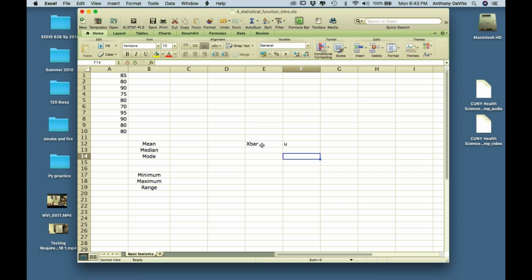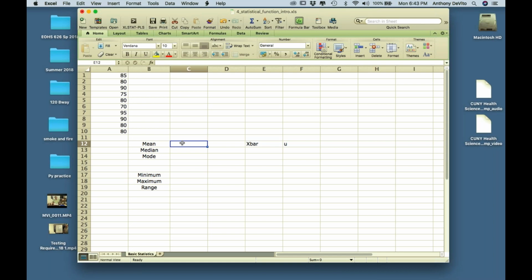What do you think? Mu is the population. X bar is the sample mean. So since we're only going to calculate the sample mean, it's going to be X bar, exactly. It's a statistic, not a parameter, right? The only way we know the parameter, mu, is if we sample everybody, all 1,000 people in that nursing home. Okay, so let's calculate the mean.